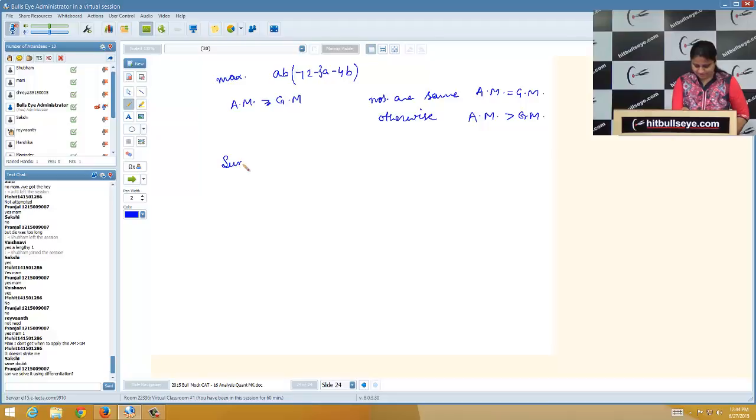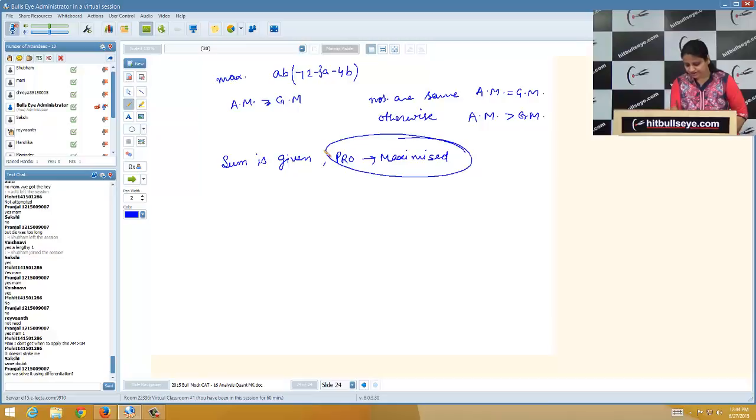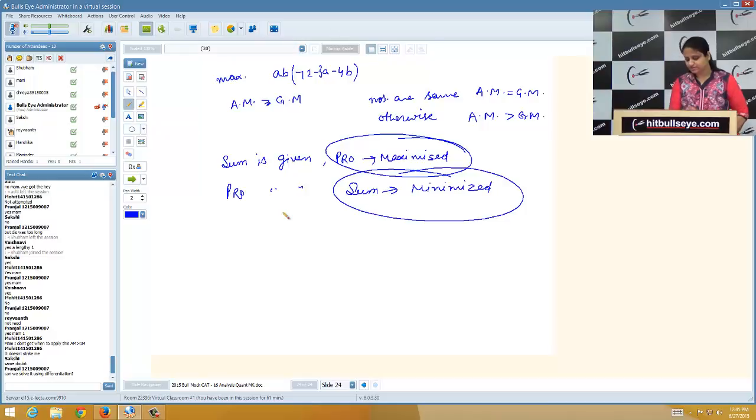Whenever the sum is given and the product is to be maximized, we can use that. Product is to be maximized. And if the product is given, the sum is to be minimized. Whenever you have these two kinds of cases, safely you can apply this property.